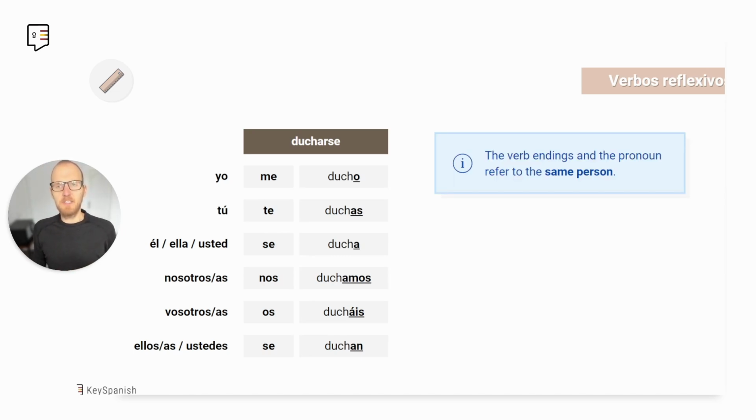And you can see here that the verb ending and the pronoun refer to the same person. Me ducho, te duchas. If you are familiar with other object pronouns like direct or indirect object pronouns, you will see that this is almost identical except for the third person, in which instead of le or lo or la it is se. Okay? And pay attention, se is the same for the third person singular, él, ella, usted, and the third person plural, ellos, ellas, ustedes.